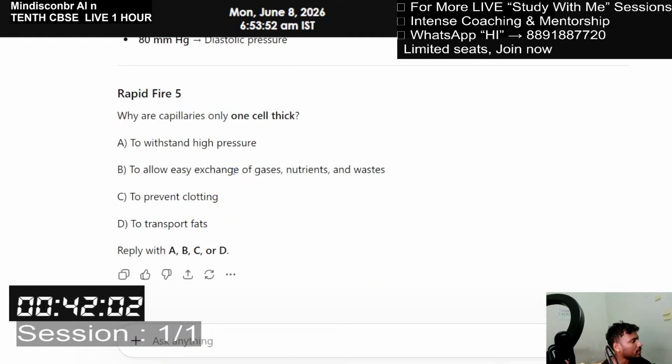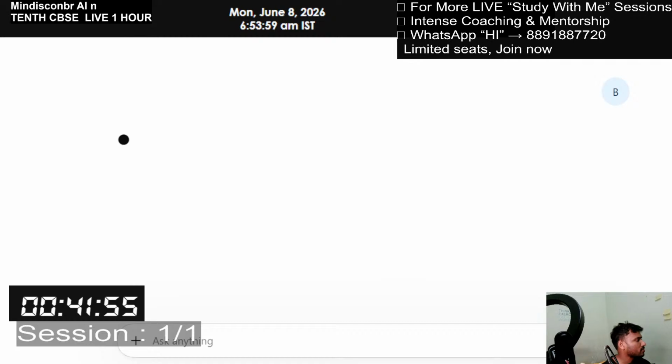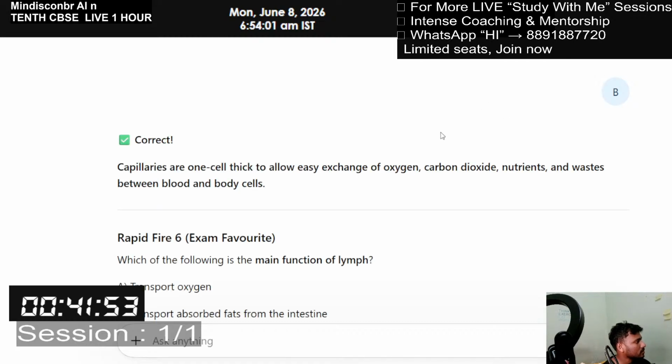Why are capillaries one cell thick? To allow easy exchange of gases, nutrients and wastes. Capillaries are one cell thick to allow easy exchange of oxygen, carbon dioxide, nutrients and wastes between blood and body cells.